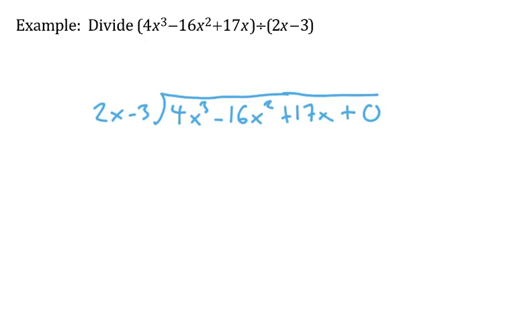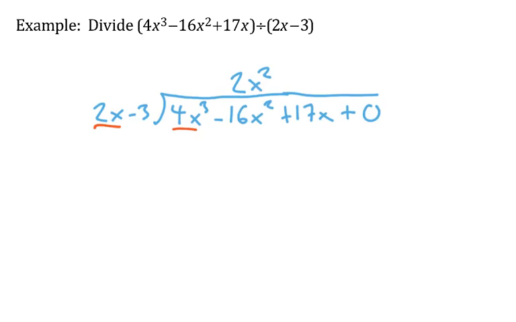What we do is we really just look at the first term of the divisor and the first term of the dividend. And we ask ourselves, how many times does that term in the divisor divide into the term in the dividend? In other words, 2x times what would give me 4x cubed? I think you'll see that if you multiply 2x by 2x squared, you would get 4x cubed. Where shall we write that? We'll write that above the division symbol, and we want to line up like terms, so I'm going to write it over the 16x squared term.